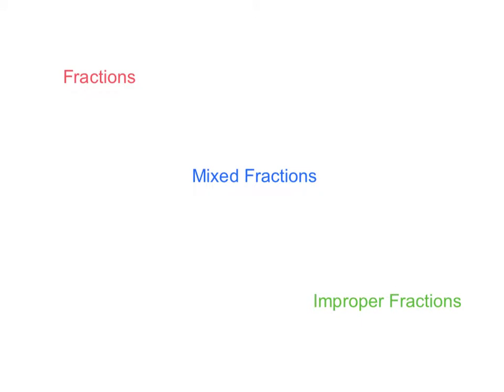Like I said, we will be comparing fractions. An example of a fraction is just 1/5. We will be comparing mixed numbers. An example of that would be 2 and 1/5. And we'll be comparing improper fractions, and an example of that would be 5/2.